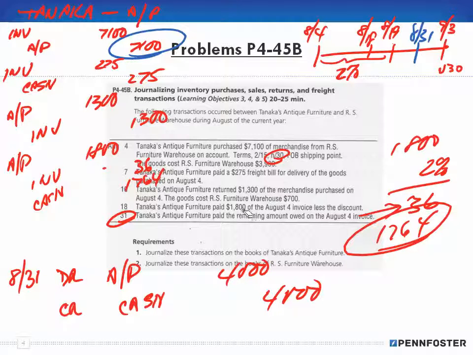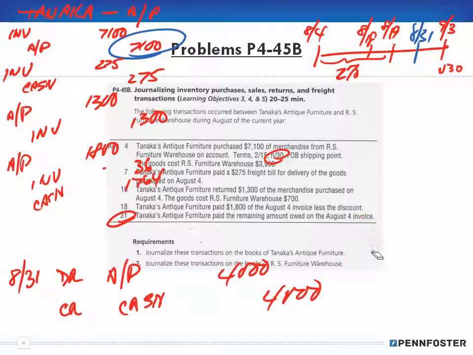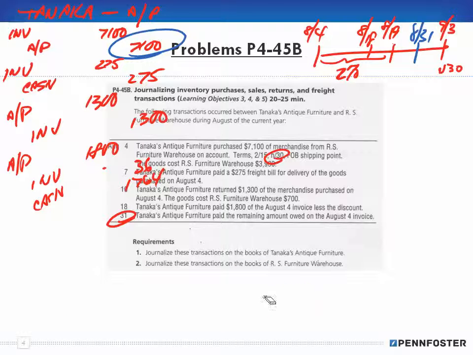So like I said, RS's side is very similar to 4-44, but I just want you to realize that when we're doing this August 18th payment, you have to sit there and calculate it out, and then you're going to use the same amounts, but choose the appropriate accounts for whatever side of the books you're looking at. I hope you understood that. If not, go back and watch 444 and work through RS's side.